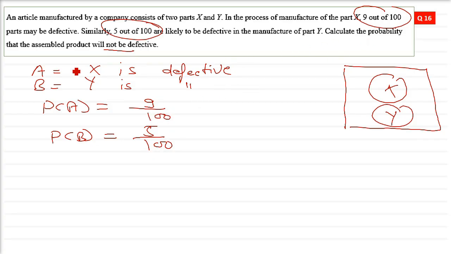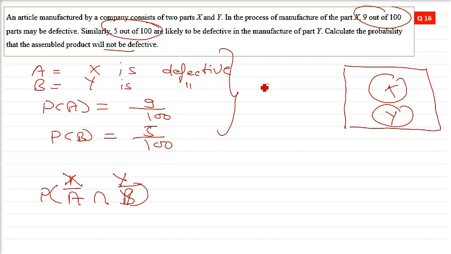Now calculate the probability that the assembled product, called an article here, is not defective. We are taking X defective as A, Y defective as B. A not defective is A naught, B not defective is B naught. So we have to find the probability of P(A naught intersection B naught). Not defective means we have to take the complement. So P(A complement) is not defective, and P(B complement) is not defective.